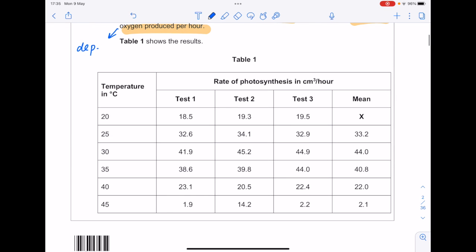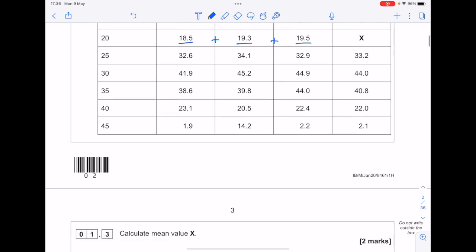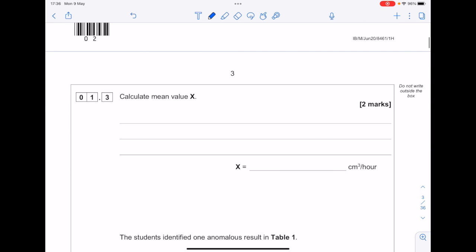Calculate the mean value x. Remember, the mean is the average, so we're looking for the average result here. Make sure that they're all quite similar to each other. If you had a very different value, then that would be anomalous and you'd need to discount it, but handily, these are all very similar. So you add them all up and divide by how many there are, which is 3. And once you've done that, you get a value which is 19.1.